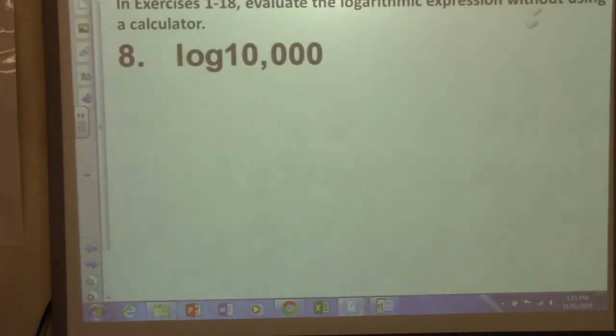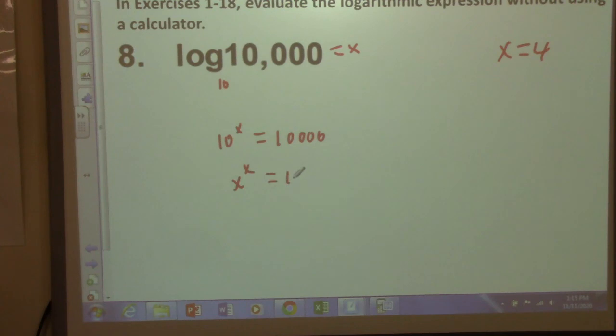Jane, what do we get for this one? I got x equals 4. X is equal to 4 is what Jane got. Anybody else, did you get the same thing for that? So log base 10 equals x, and so 10 to the power of x equals 10,000. And 10,000 can be rewritten as 10 to the power of 4. So 10 to the power of x equals 10 to the power of 4, so x is equal to 4. All right?